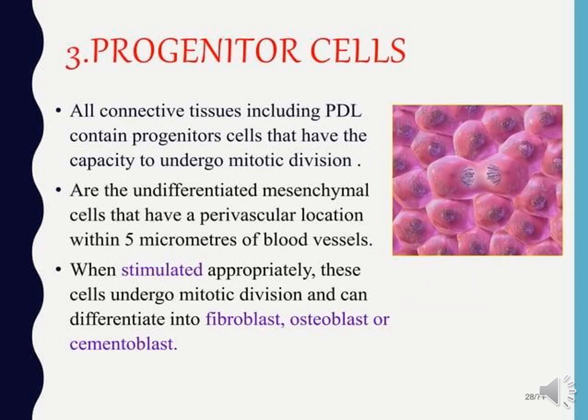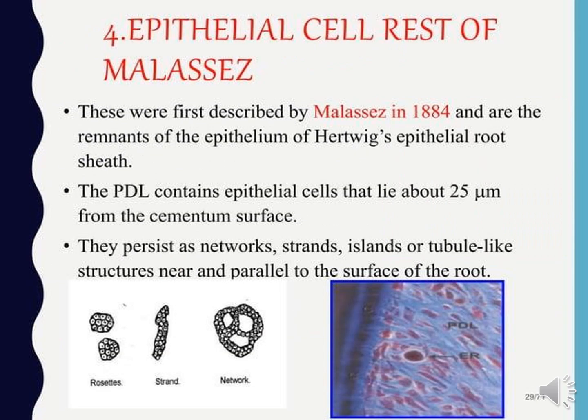The progenitor cells: all connective tissue cells, including PDL, contain progenitor cells that have the capacity to undergo mitotic division. They are undifferentiated mesenchymal cells that have a perivascular location, within 5 micrometers of blood vessels. When stimulated appropriately, these cells can undergo mitotic divisions and can differentiate into fibroblasts, osteoblasts, and cementoblasts.